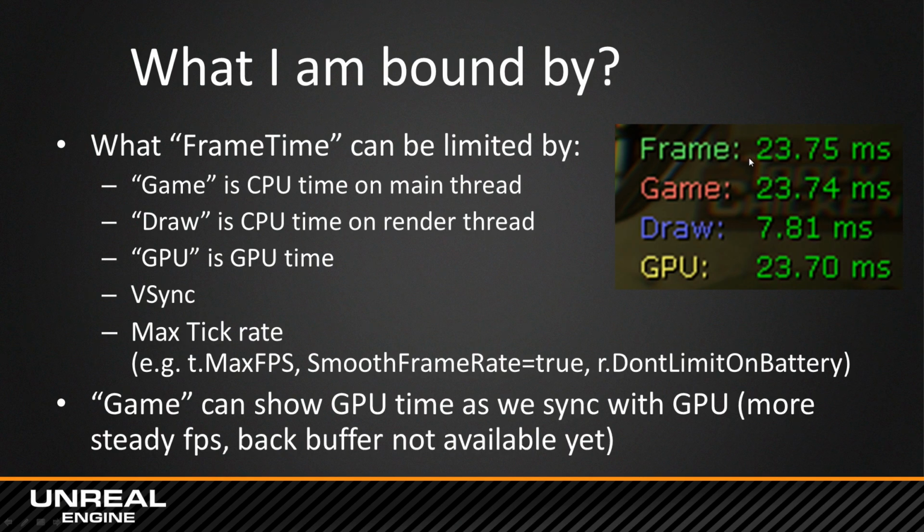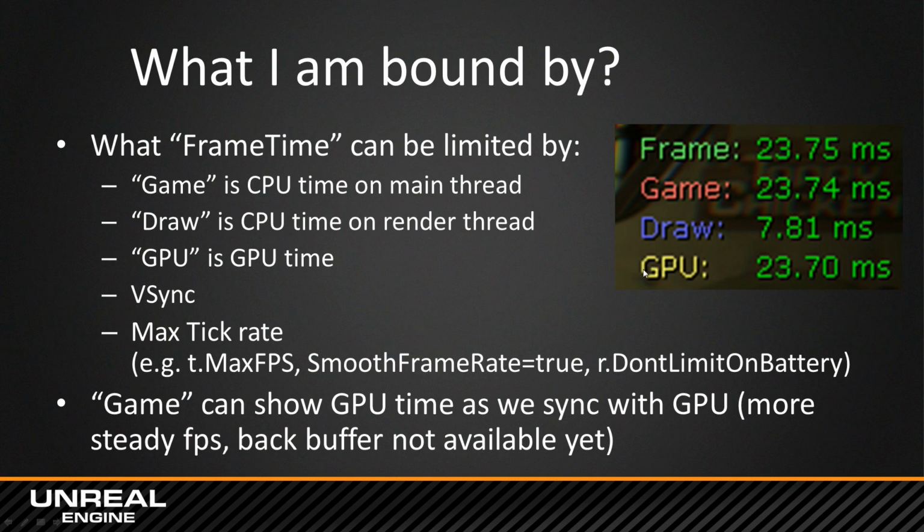As an example, if you see something like 16.66 here, then it's very likely that you're V-synced or limited by the maximum tick rate, because that would be 60 frames per second, and just exactly being there, maybe not getting faster at all, even if you optimize something. Well, you're limited. So your frame rate got limited by something.